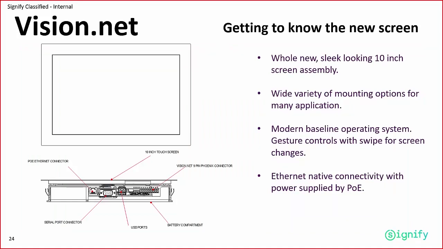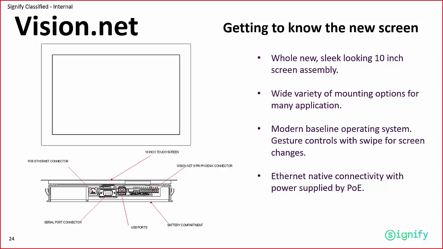So the touchscreen itself does have the PoE Ethernet connector. It's got the serial port. There are USB ports for uploading configuration files manually, although I think most people will upload that using VisionNet Designer software over the Ethernet. And you've got the Phoenix connector for the RS-485 connectivity into the touchscreen. So it's a new sleek looking assembly.